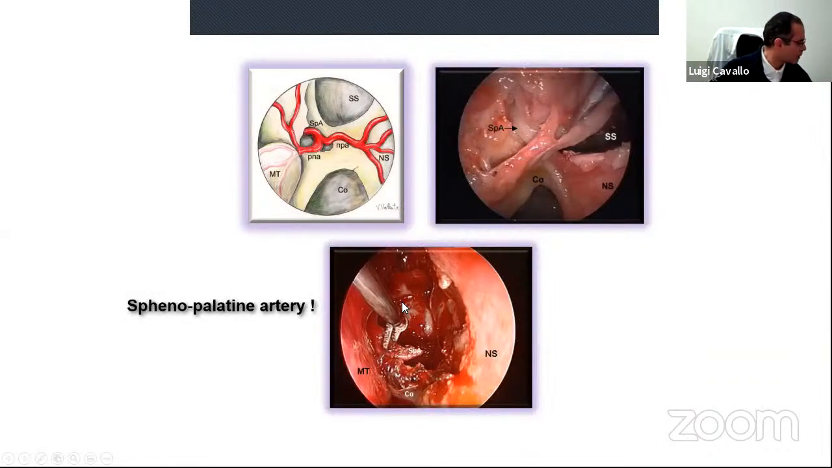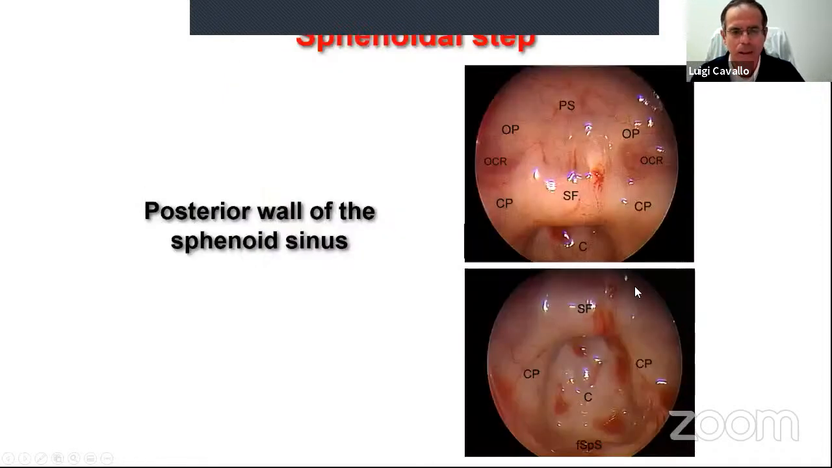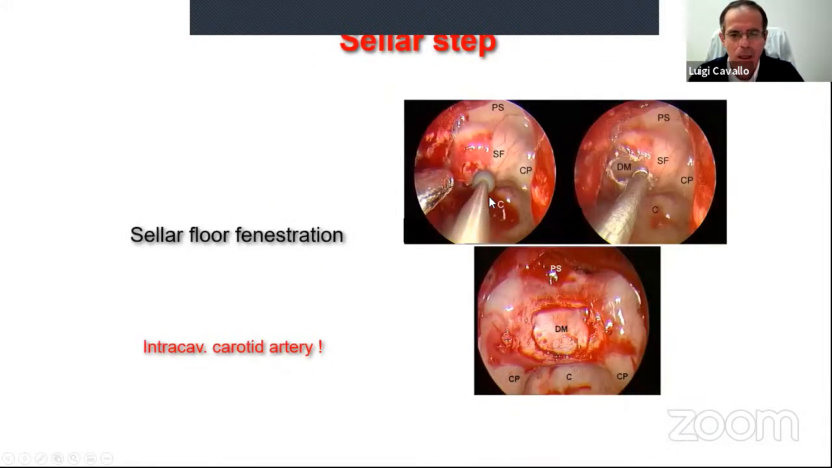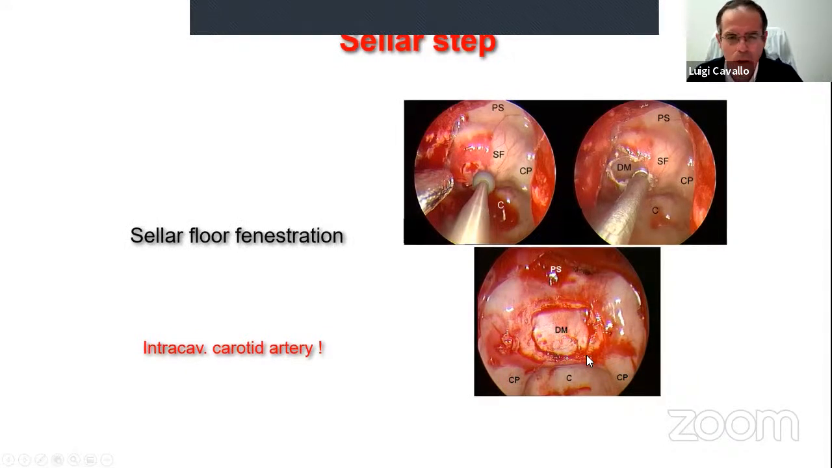And when we do that, we have to be careful of any bleeding of the sphenopalatine artery. In case, we have to coagulate this vessel with bipolar forceps. Monopolar is not enough. It's not good to coagulate branches of the sphenopalatine artery. Then we have to expose all the landmarks on the posterior wall. After that, you have to open the sellar floor as we do with the microsurgical transsphenoidal approach.